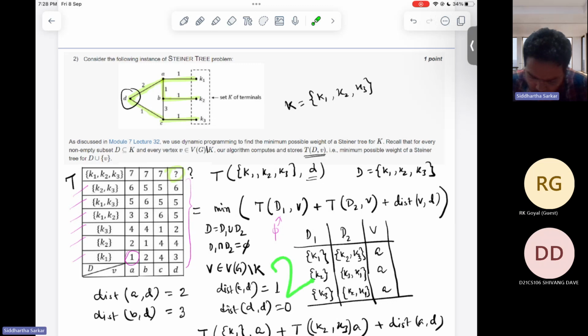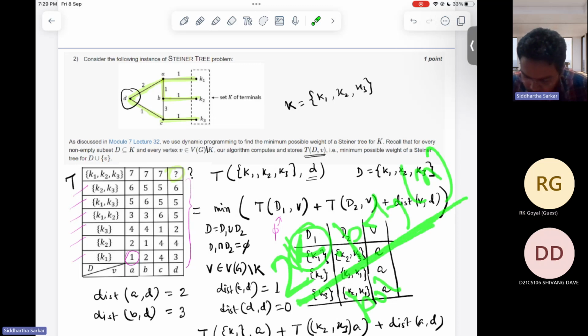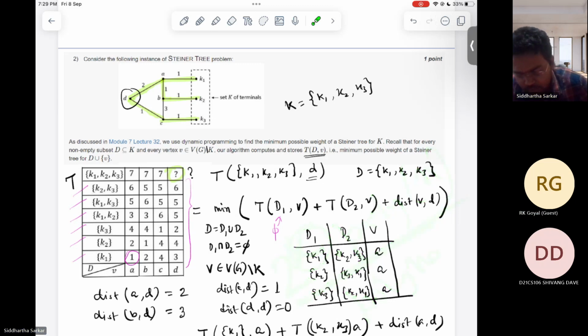So it cannot be more than 2 to the power k overall. The point is the running time is 2 to the power k times some polynomial in the graph size. As long as k is constant, as long as the number of terminals is constant, we have a polynomial time algorithm. That is the whole point of fixed parameter tractability.